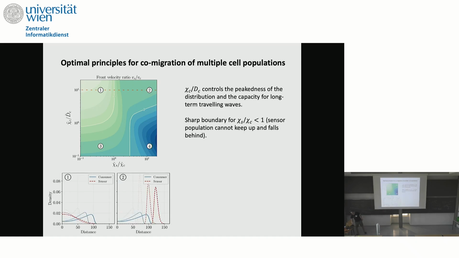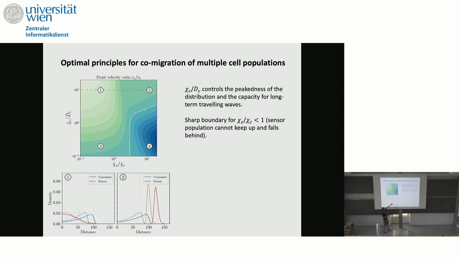More interestingly is the top side, 1 and 2 here, where now the consumers can make a chemotactic front, and the question is, can the sensors keep up or not? There's a strong phase transition if the sensors are weaker than the consumers. If the sensors are even 1% weaker than the consumers, because they don't reshape the gradients, they fall infinitely far behind. The consumers make their own traveling pulse, but the sensors are left behind and they're gone forever. Even if they're 1% weaker, they're always going to go in the back.